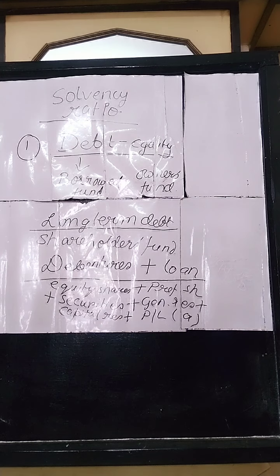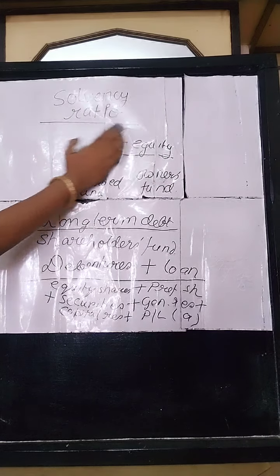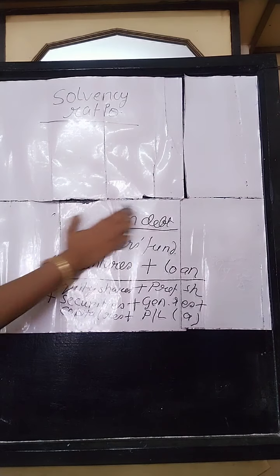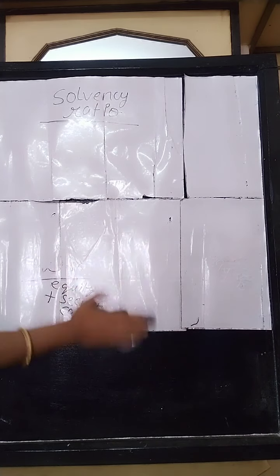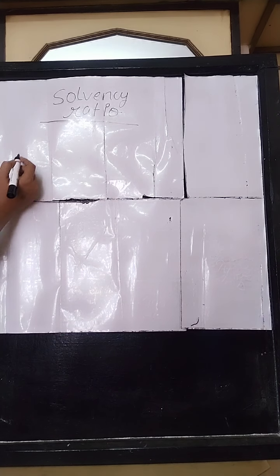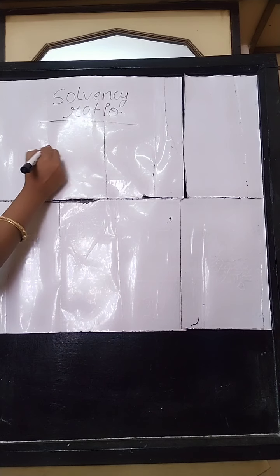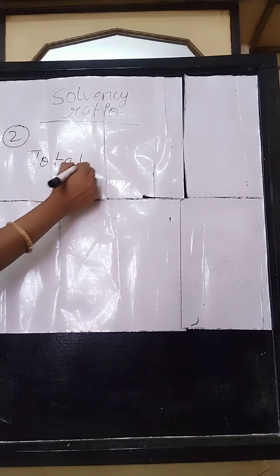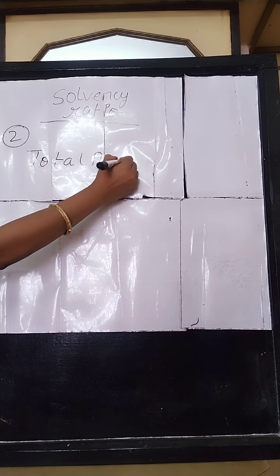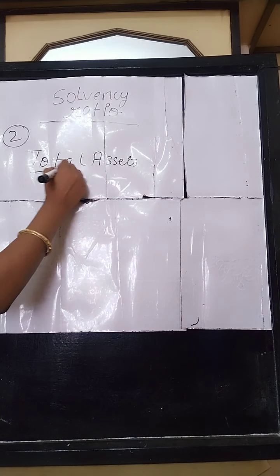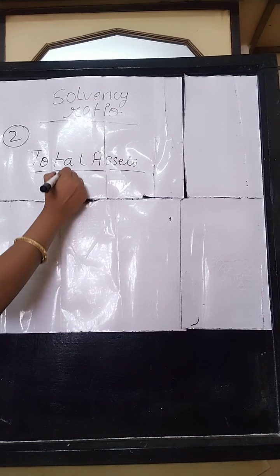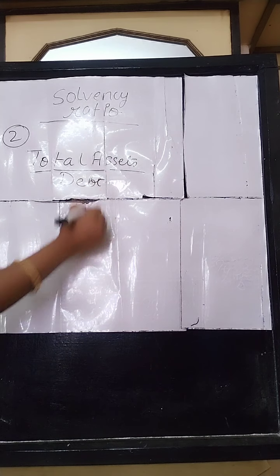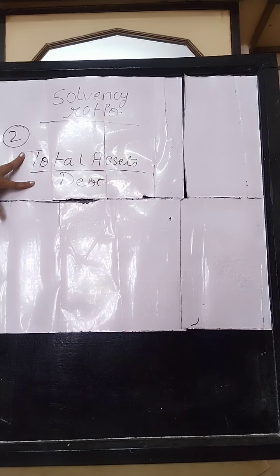Now we move on to another important ratio of the solvency ratio part, that is total assets to debt ratio. I write over here total assets. This is the second type of solvency ratio: total assets to total debt ratio, or total assets to debt ratio.